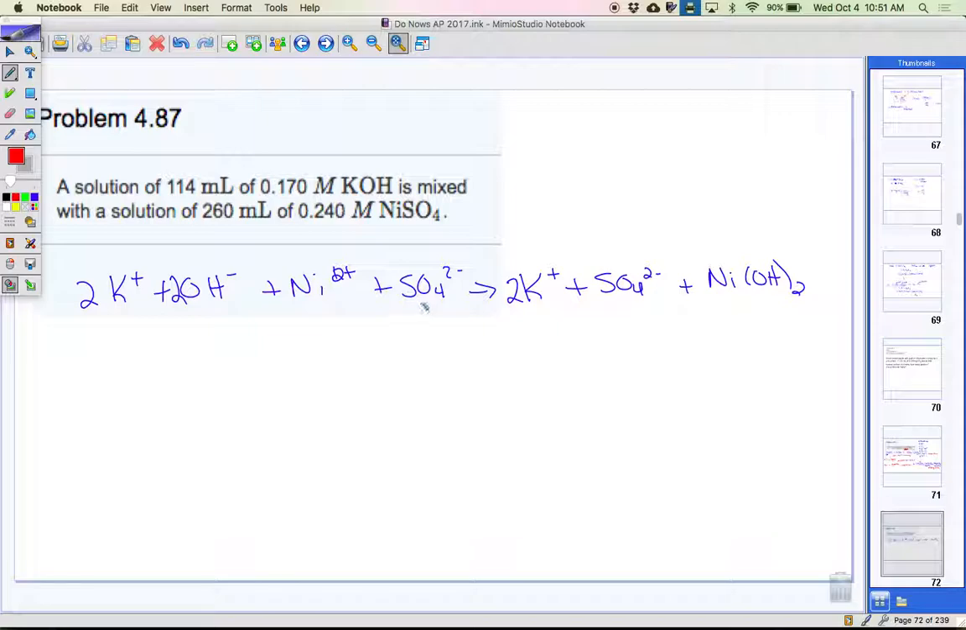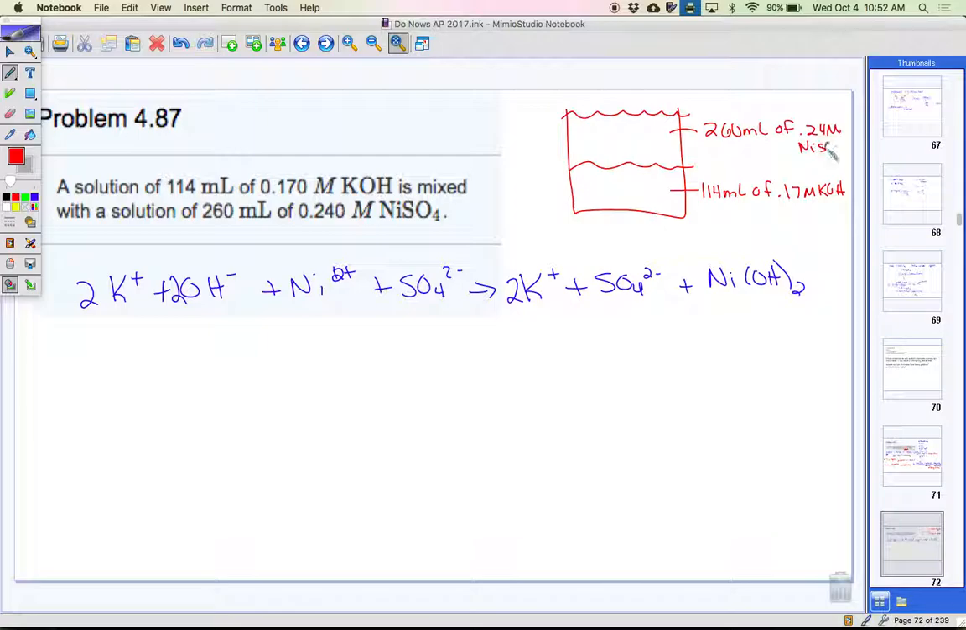The sulfate that was there before is still sitting there afterwards. The only thing is when you poured these things in a beaker, at first, you poured in 114 milliliters of 0.17 molar KOH. Then what'd you do? You poured some more. You poured 260 milliliters more of 0.24 molar NiSO4. So now what is your total volume?